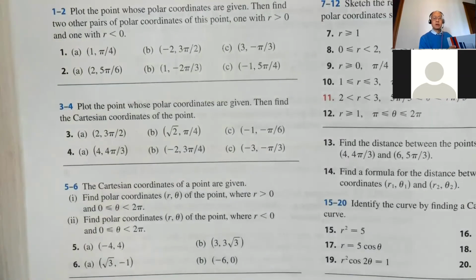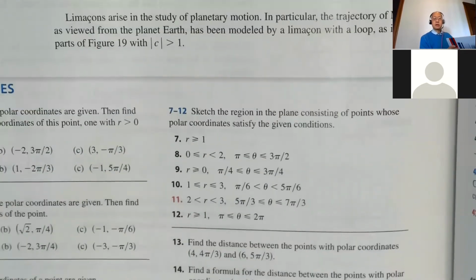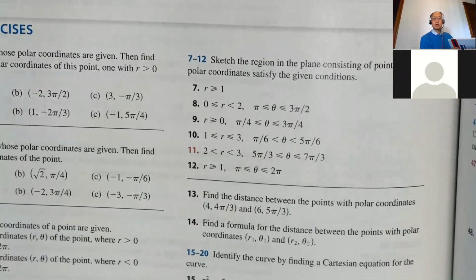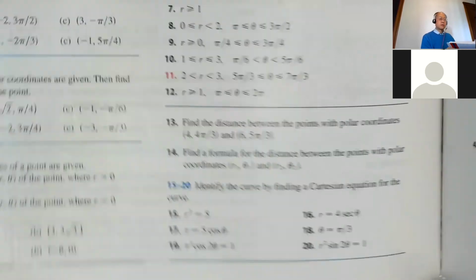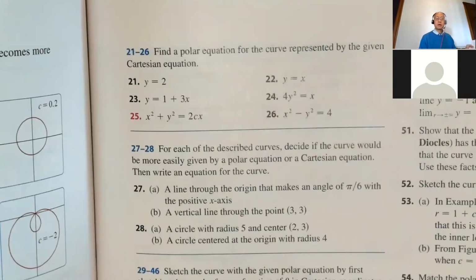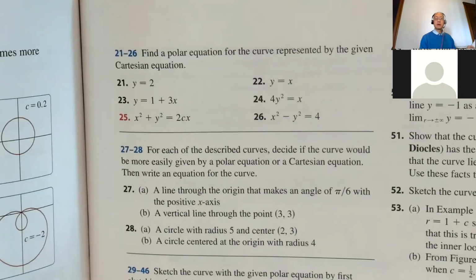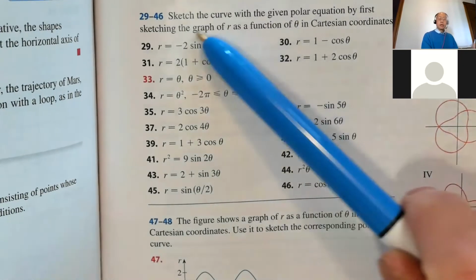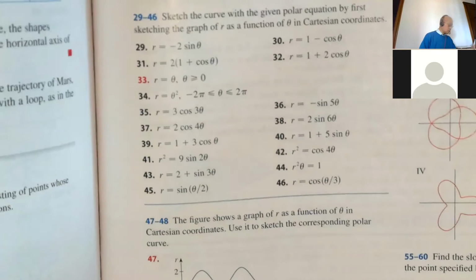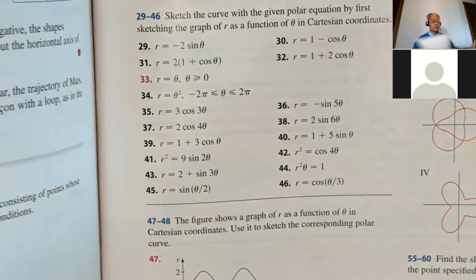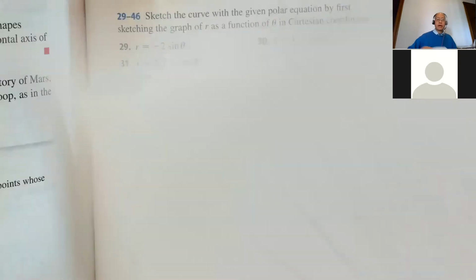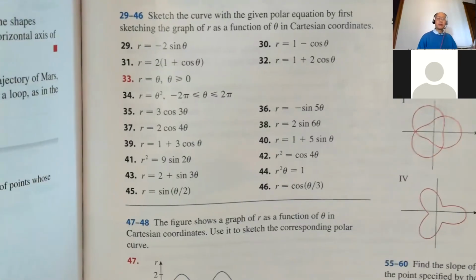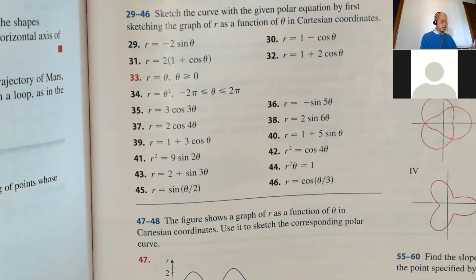Okay, so 10.3, page 666. And there's that, and on this side, that. And this is where we're actually going to be sketching. Okay, so we'll sketch the polar graphs using our polar graph paper. All right, so get ready to have a lot of those. That's like 29 to 45-ish, something like that.